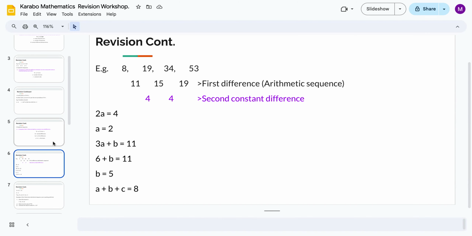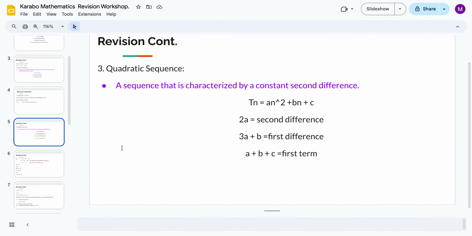So this shortcut over here, I know some people like to use simultaneous equations. For me, especially when you're in an exam or a test, this method is nice and easy. It's very quick. You just remember 2a is equal to my second difference, 3a plus b is equal to my first difference, and a plus b plus c is equal to the first term. You calculate your a coefficient, your b coefficient, your c coefficient, and that will then give you the general term.